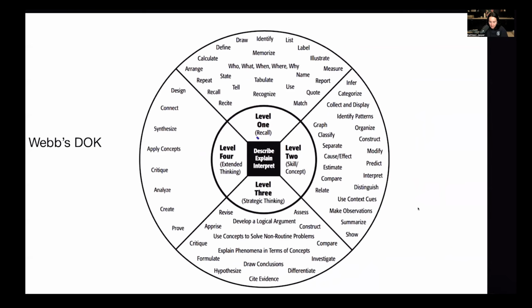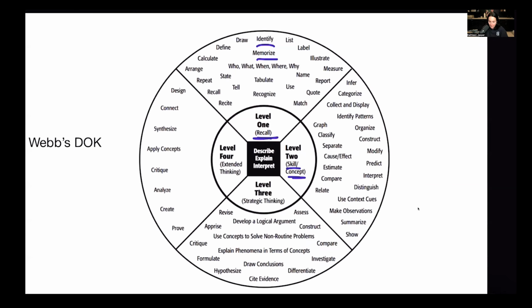Now, you can see here at level 1, we have recall. And if we're relating that to Bloom's, it's the same thing as identify or remember. Recall is you ask a question and you can quickly say it. Okay. Memorizing, you can see up here, identify, memorize. I like this wheel because it has a lot of different verbs in it to show you what a recall question is. Now, level 2 is skill and concept.